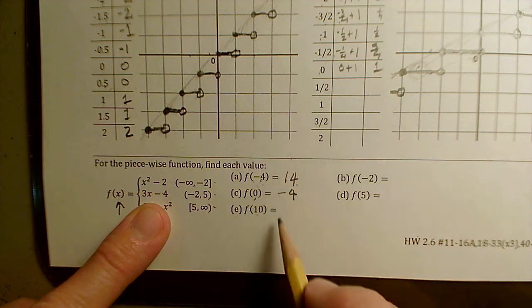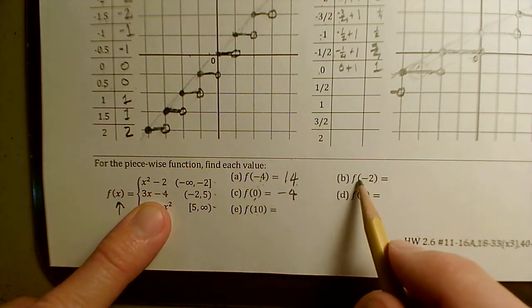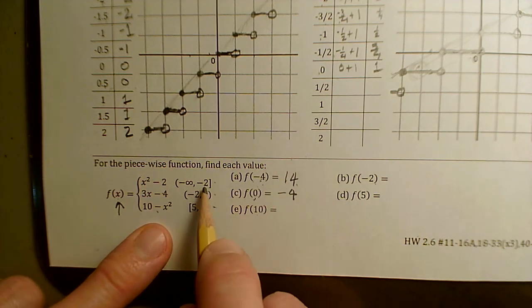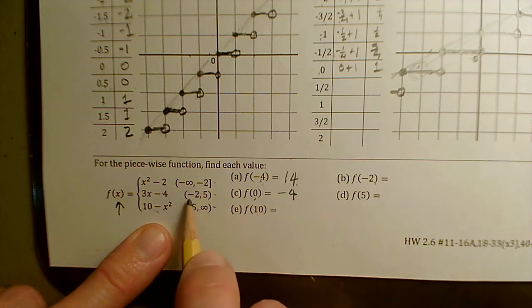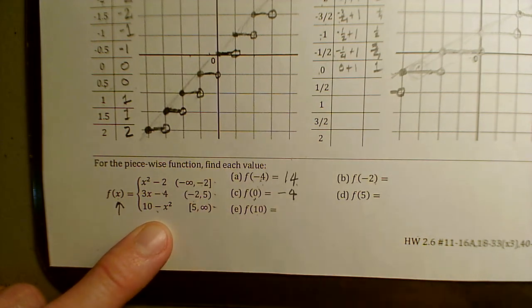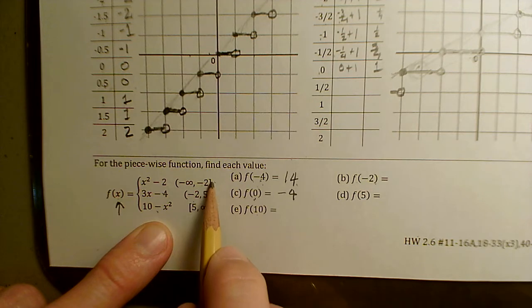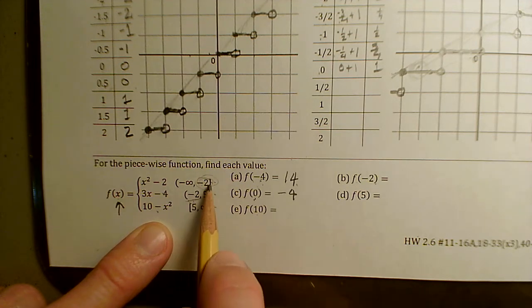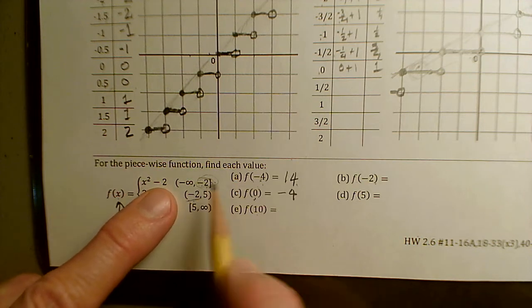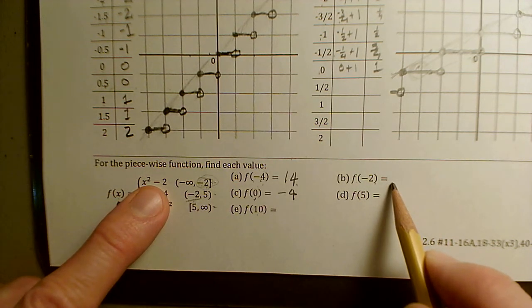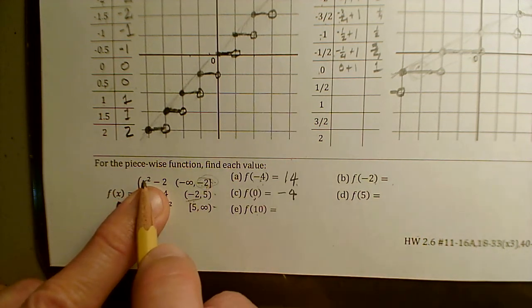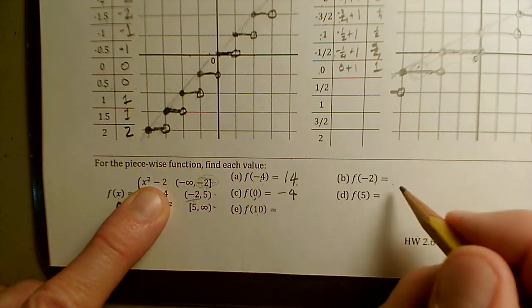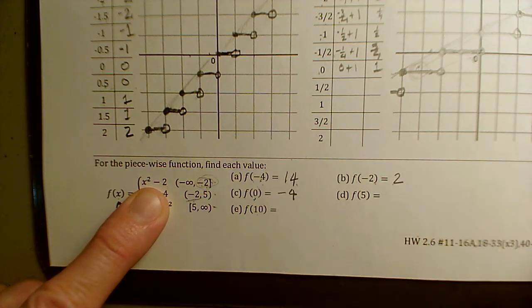Let's try b. Sorry, I was going down. b is across. So what is f of -2? Does that fit into this function or this one? I think you can see that it's fitting into this one. -2 is up here. -2 is not inclusive here, but it is inclusive here. So for b, I would say this same function. So we put -2 squared, that's 4, minus 2, that's 2.